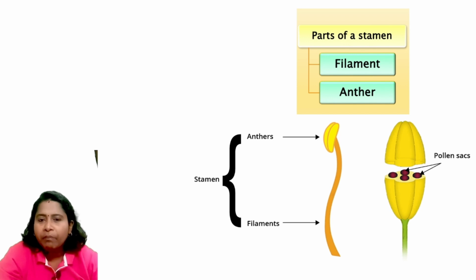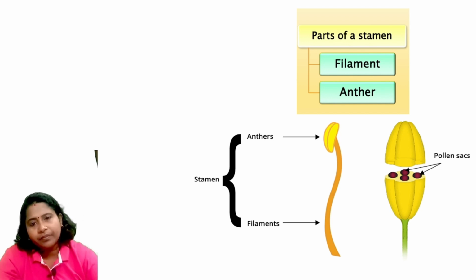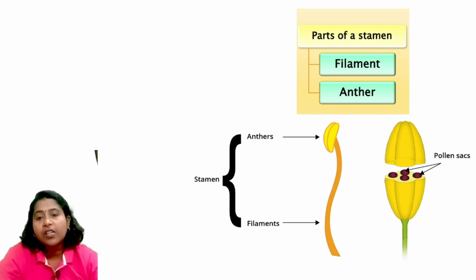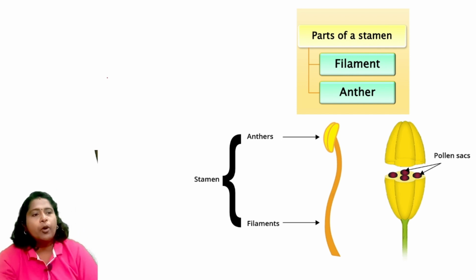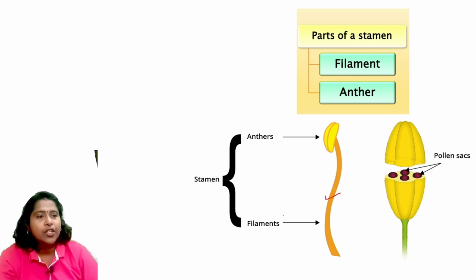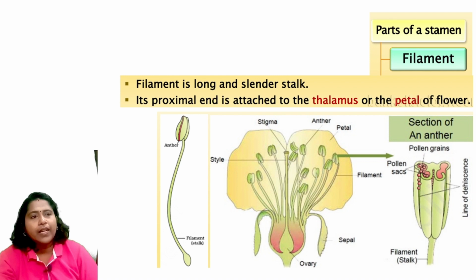Now coming to a typical androecium, it consists of a lot of stamens. If you observe a typical stamen, it consists of a stalk-like structure called the filament, and at the tip it has the anther. This stalk is the filament, a long and slender stalk.